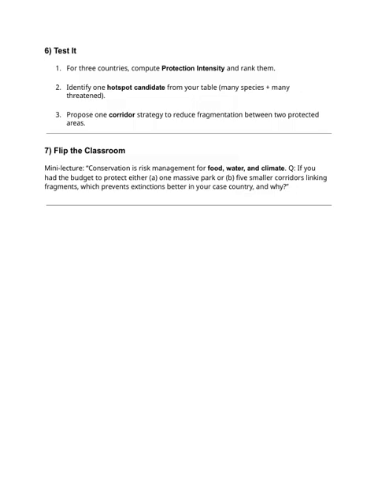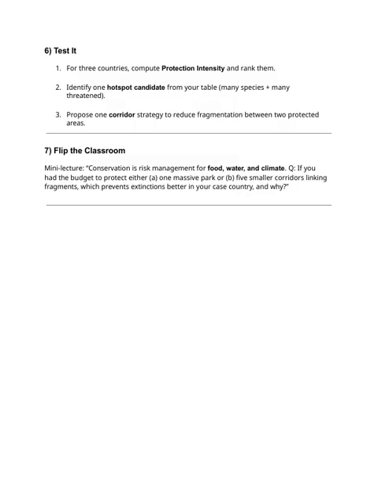Finally, based on this hotspot, I want you to think about a corridor strategy. The goal here is to reduce fragmentation between 2 protected areas, creating a continuous habitat that better supports species movement and genetic exchange. Moving on, in our Flip the Classroom mini-lecture, I want to emphasize an important concept. Conservation is essentially risk management. It's about safeguarding our essential resources, food, water, and climate stability.